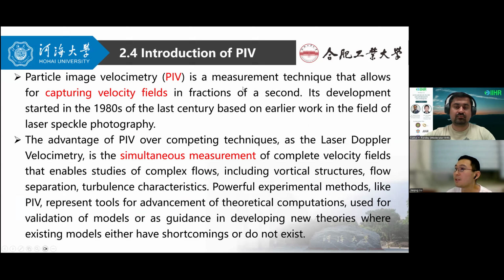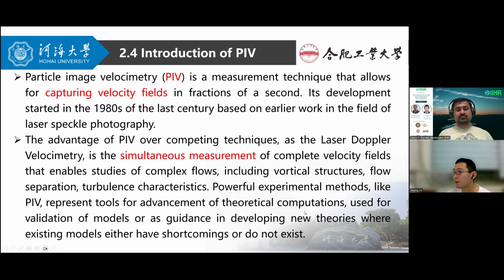PIV is a measurement technique that allows for capturing velocity fields in fractions of a second. Its development started in the 1980s of the last century, based on early work in the field of laser speckle photography. The advantage of PIV over competing techniques such as the laser Doppler velocimeter is the simultaneous measurement of complete velocity fields that enable studies of complex flow, including vortical structures, flow separation, turbulence characteristics.